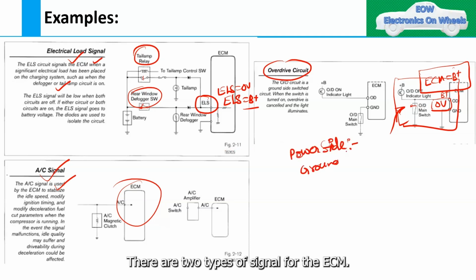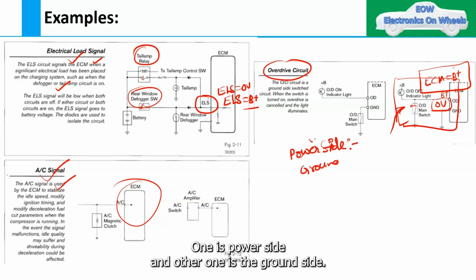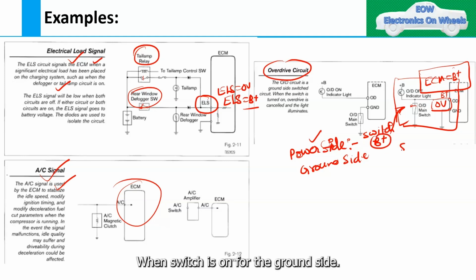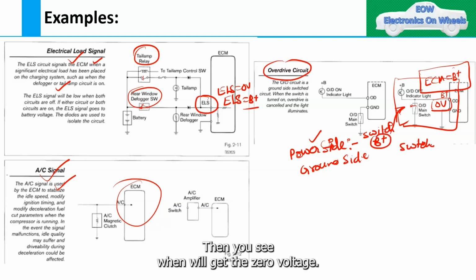There are two types of signal for the ECM. One is power side and the other one is ground side. In power side, when the switch is on, it will get B positive. When the switch is on for the ground side, then the ECM will get 0 voltage.